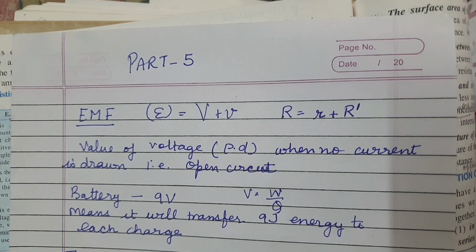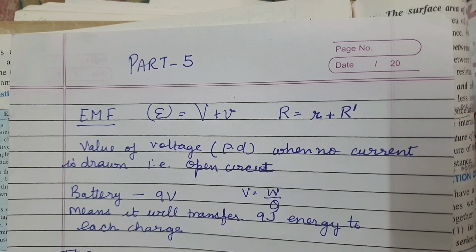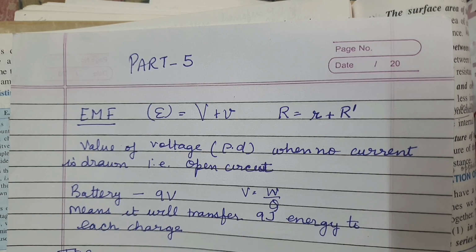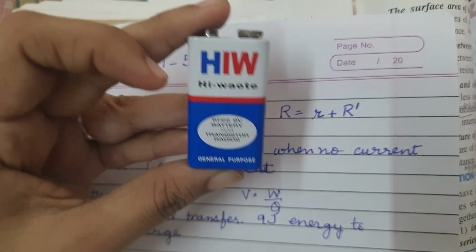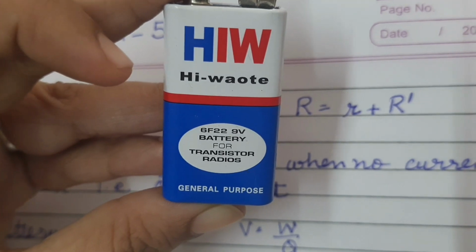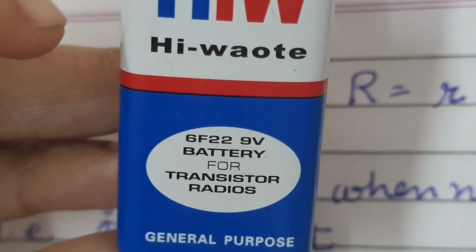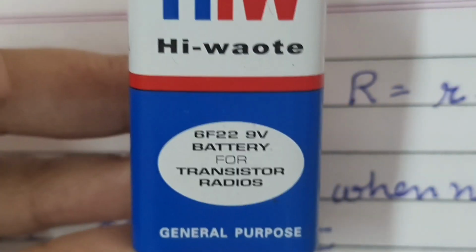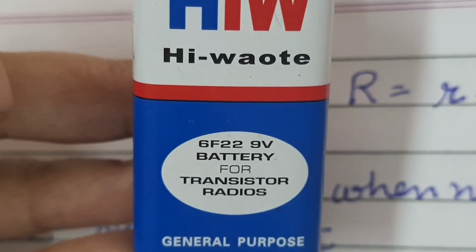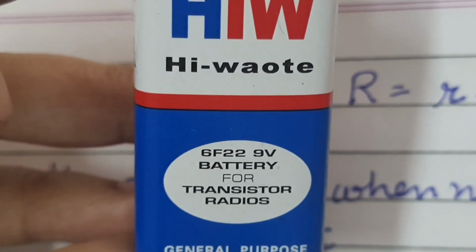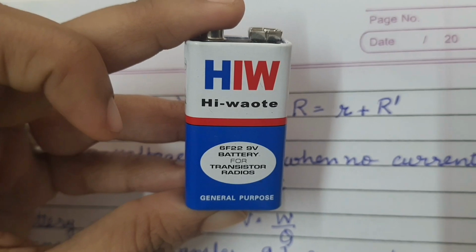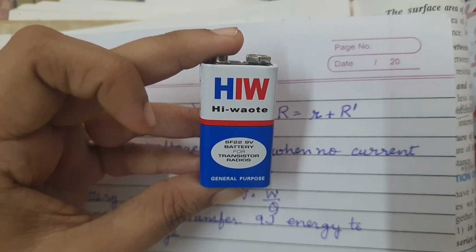What is an EMF? EMF is basically a kind of voltage. For example, if you see this particular battery, you can easily read that it is written 9 volt. It means this battery is going to provide me 9 volt when I connect it to a circuit, right? But in reality it is never the value which is written here, right?